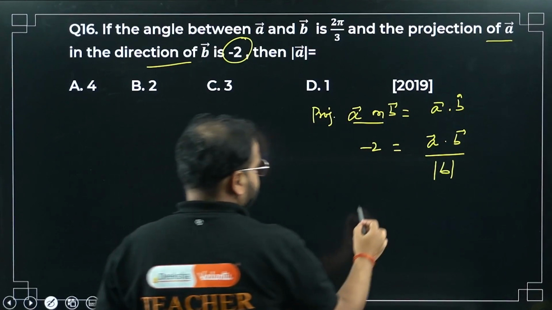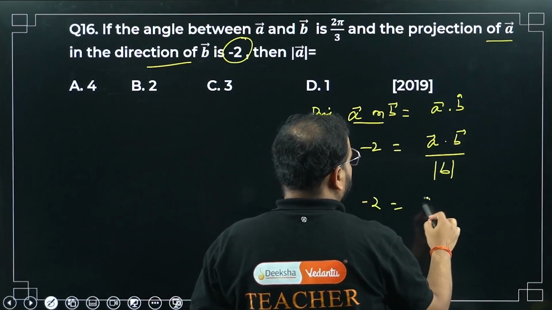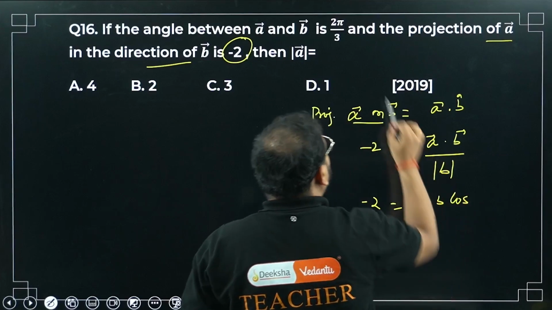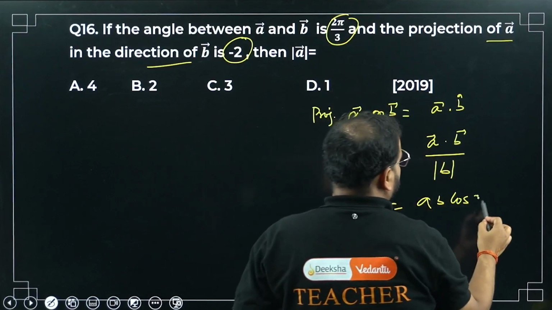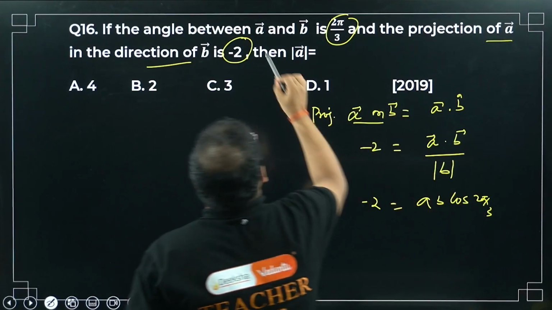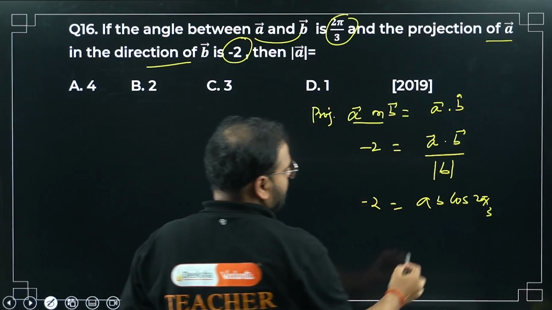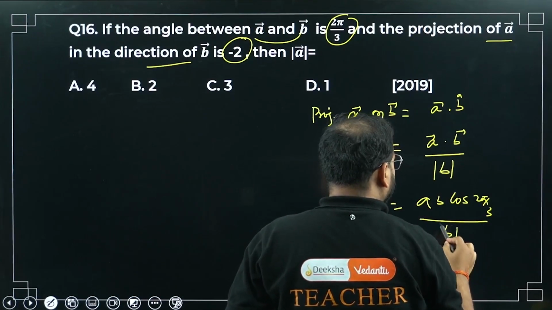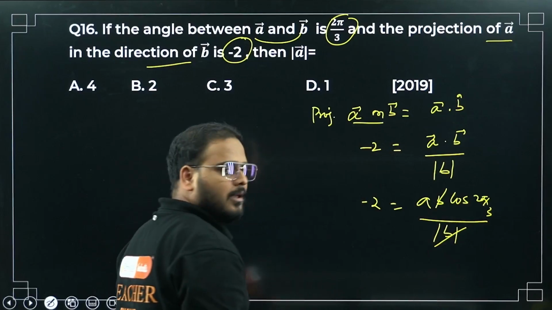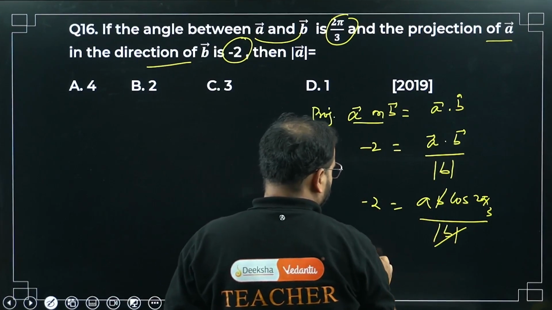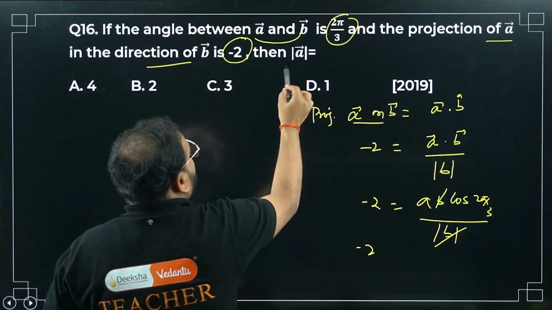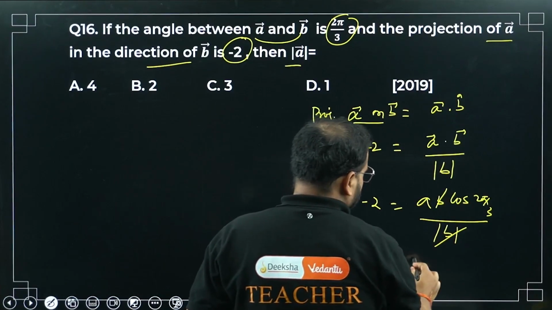The angle is given, right? So A dot B will become |A||B| cos of the angle. The angle between A and B is given as 2 pi by 3. Please check. So cos 2 pi by 3 divided by mod of B. Cancel this and this, right? I want to find the value of A. So -2 is here, keep A as it is.